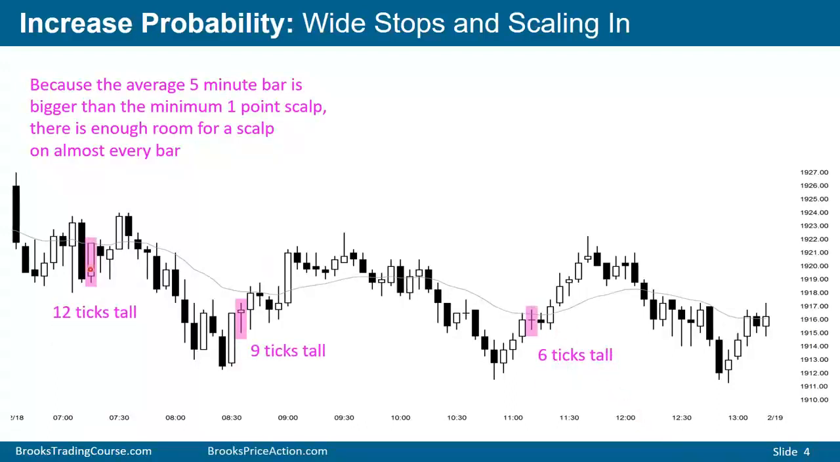These are average looking bars in this area. This is 12 ticks tall, maybe a little bit bigger than average. Here, an average height bar, 9 ticks tall. And this bar, one of the smallest bars on the screen, is still 6 ticks tall, which is 50% bigger than a minimum scalp, 4 ticks, 1 point. Even a small bar like this has opportunities for scalpers.